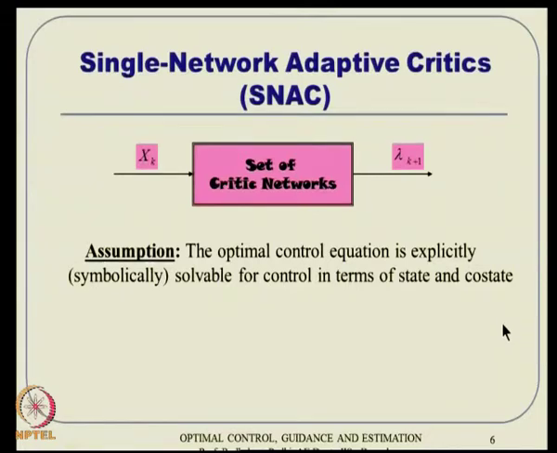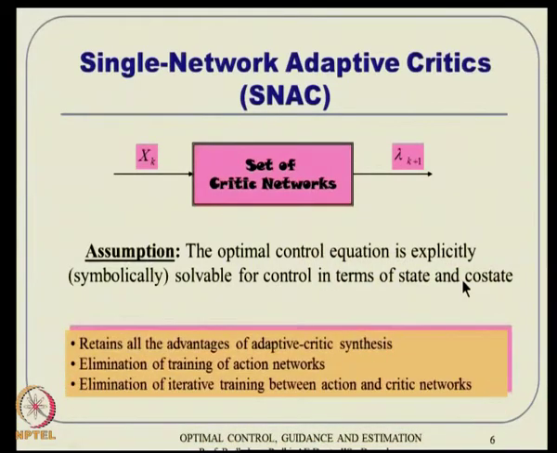Now coming to the single network adaptive critique ideas, we have to synthesize a set of neural networks in such a way that given x_k information, we should be able to find lambda_{k+1} information. That is what the single network adaptive critique synthesis is all about. An assumption here is that the optimal control equation is explicitly or symbolically solvable for control in terms of state and co-state. The advantages: it retains all the advantages of adaptive critique, and it eliminates the action network from the training process and also eliminates the iterative training between action and critique.